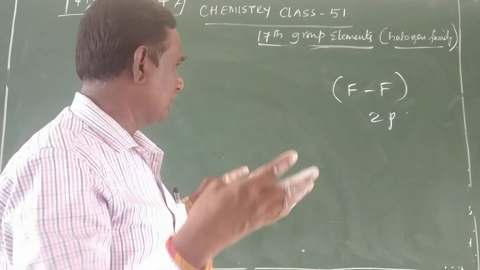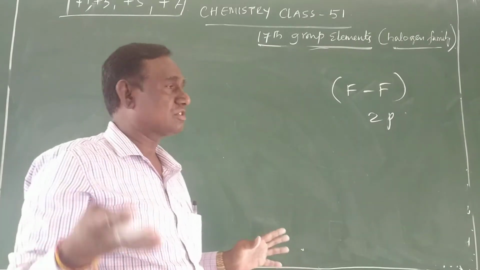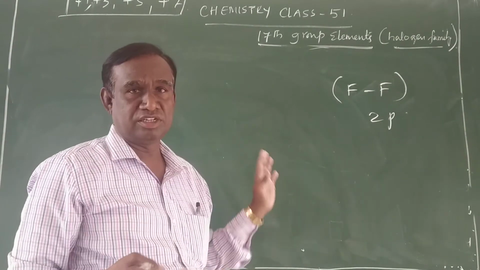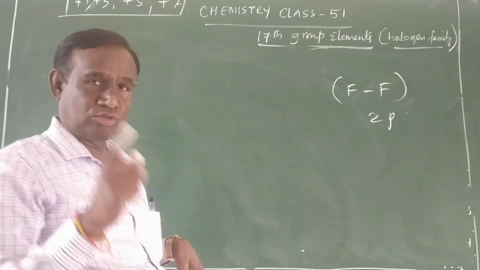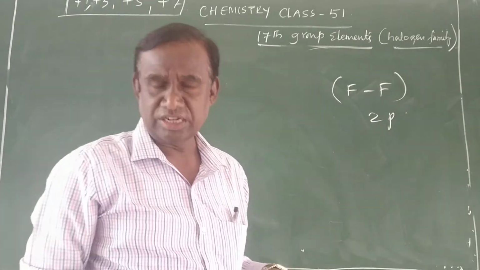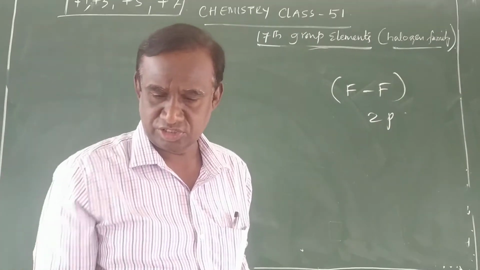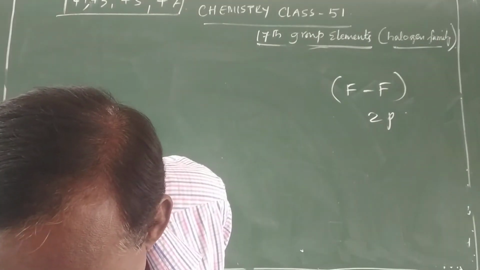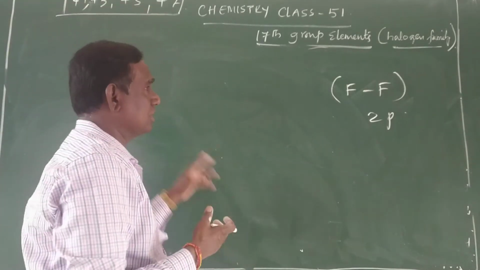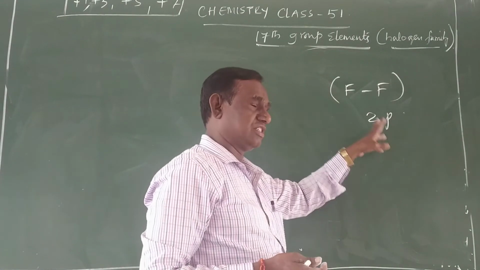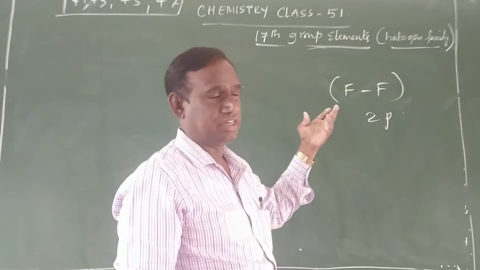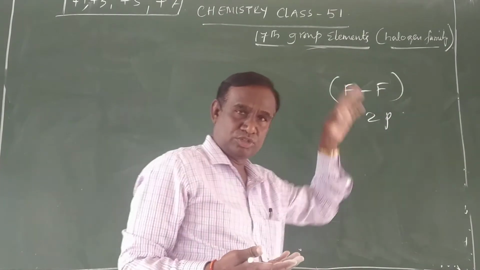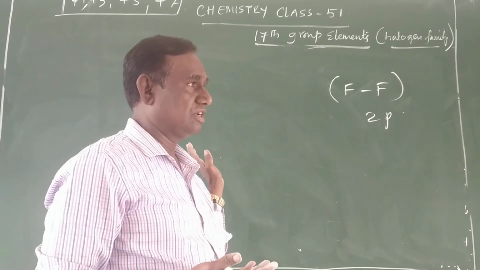Due to the repulsion between the 2p orbitals in F and F atoms, it exhibits only minus 1 oxidation state. It does not exhibit even plus 1 oxidation state. And of course that is one reason. Another reason is that it is a smaller size atom and a highly electronegative element. Due to its smaller atomic size and high electronegativity, it does not exhibit other oxidation states.